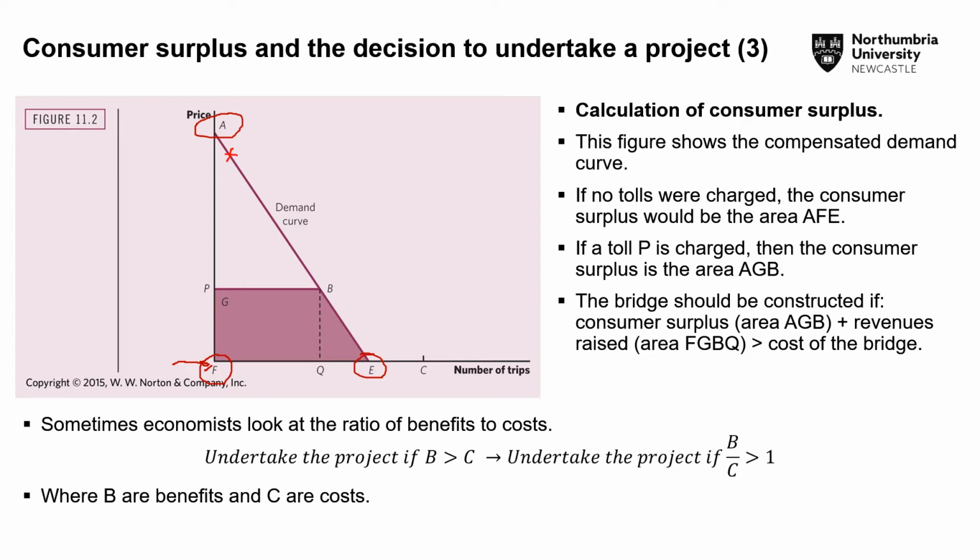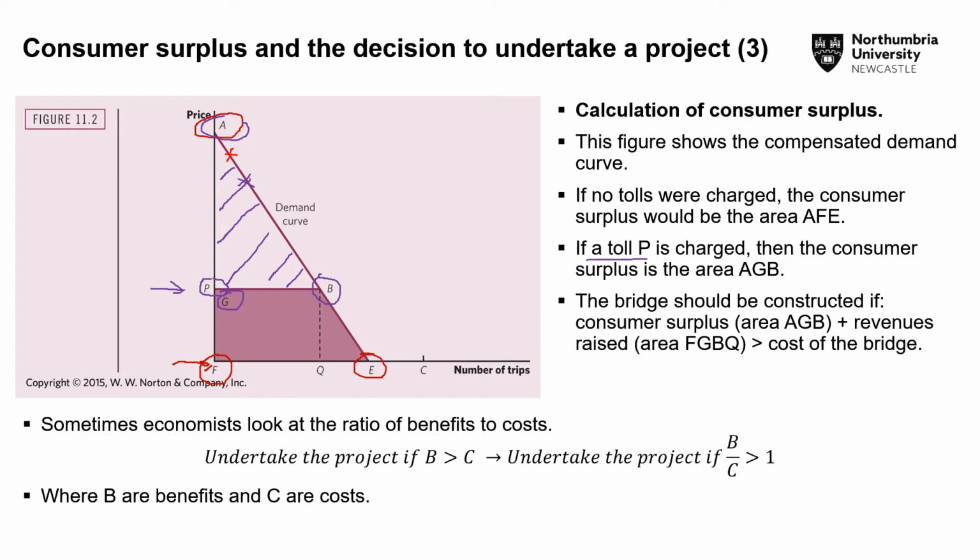Now let's say all of a sudden we charge a different price. We institute a toll. Let's call it P. So again, it is the difference between the willingness to pay and the price level. So in this instance, the consumer surplus is given by this triangle here, and that is A, G, and B, if we institute a toll. So again, it's the willingness to pay less what actually has to be paid by the consumer.